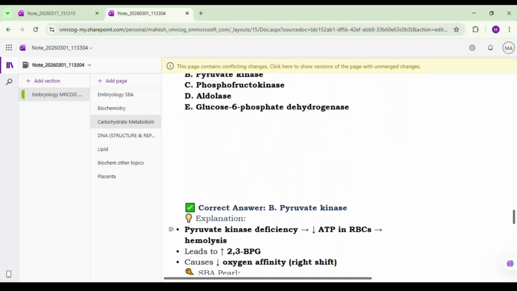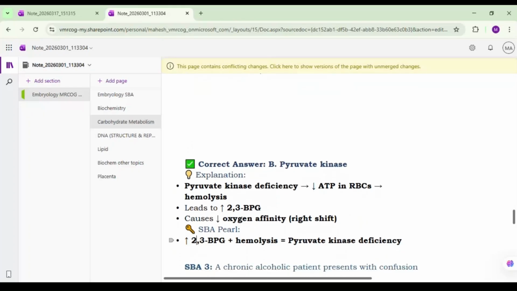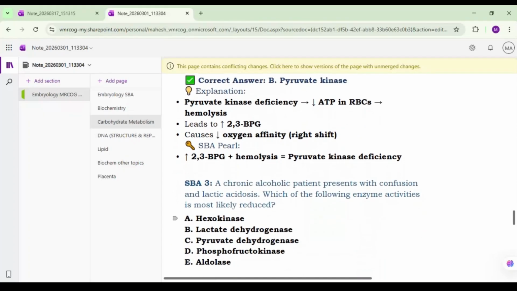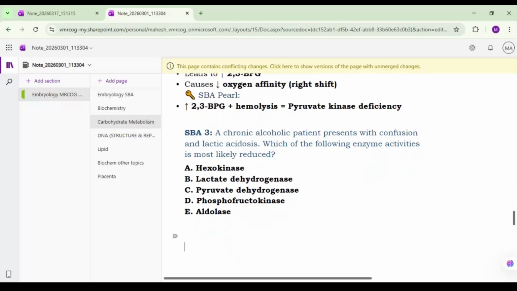So pyruvate kinase deficiency. Pyruvate kinase deficiency will lead to decrease in ATP in RBCs leading to hemolysis, and you have increased levels of 2,3-BPG, and there is a decrease in oxygen affinity. So you get a right shift of the oxygen dissociation curve. So increased 2,3-BPG plus hemolysis, pyruvate kinase deficiency. Next.